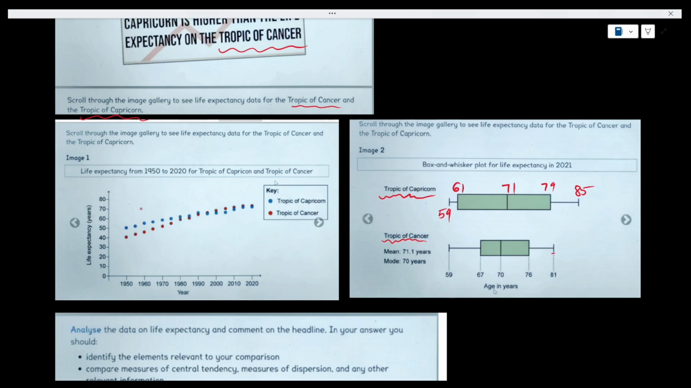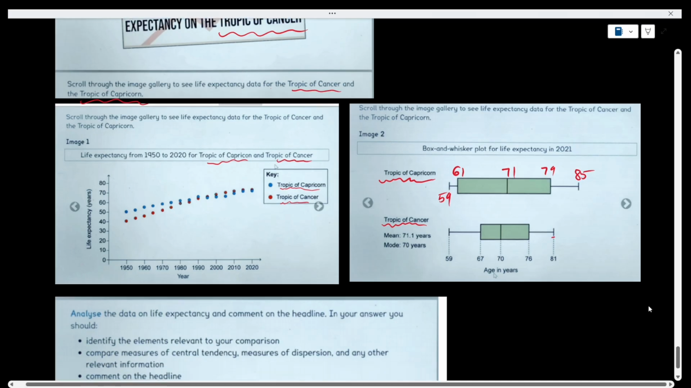Image 1, life expectancy from 1950 to 2020, Tropic of Capricorn and Tropic of Cancer. This is the data given here. Blue color dots are representing Tropic of Capricorn and then Tropic of Cancer. Right, so what do we need to find out here?